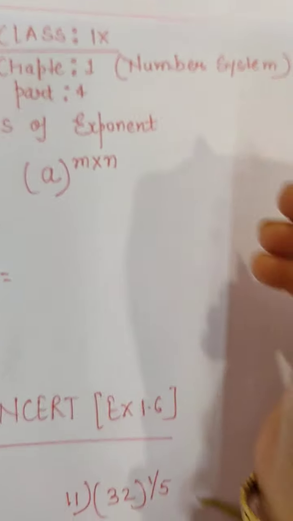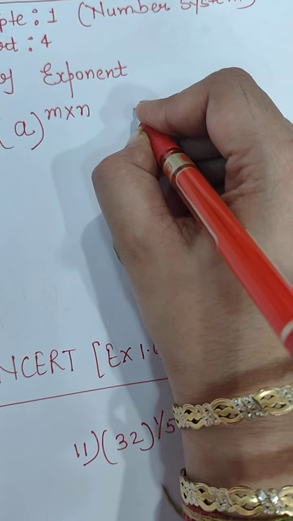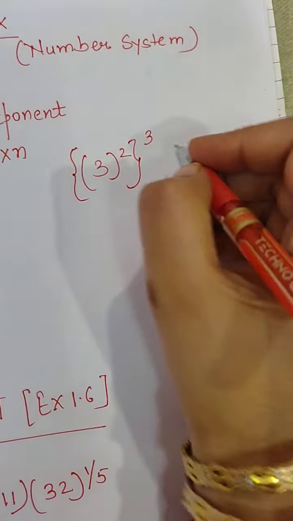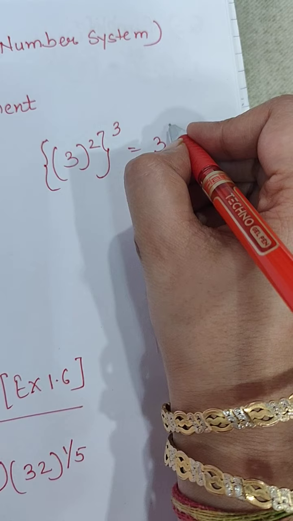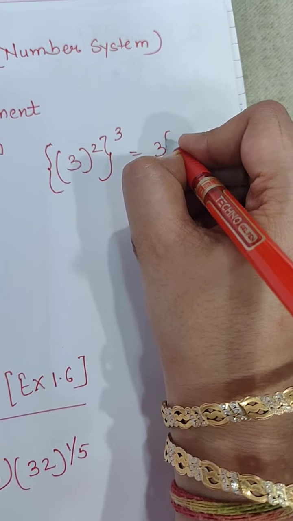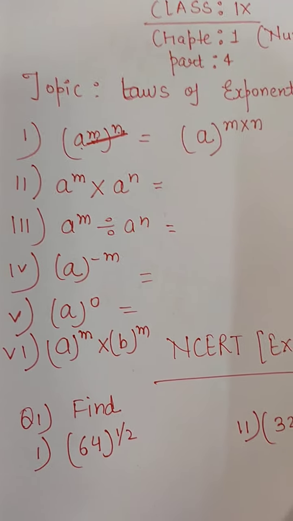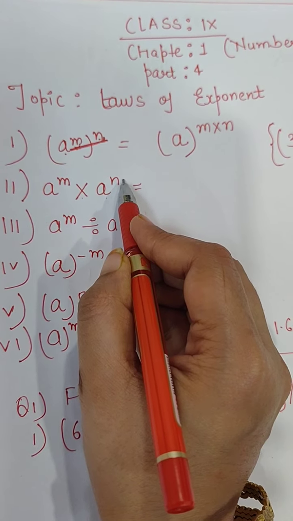For example, the question is 3 raised to the power 2, then raised to the power 3. So the solution will be 3 raised to the power 2 into 3, that is 6, not plus, 2 into 3 is 6. Fine.